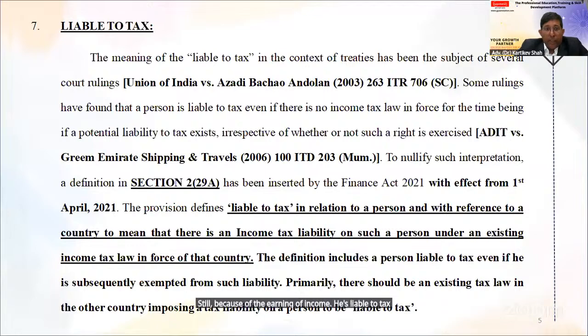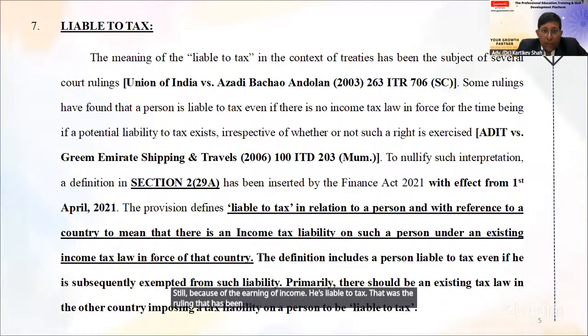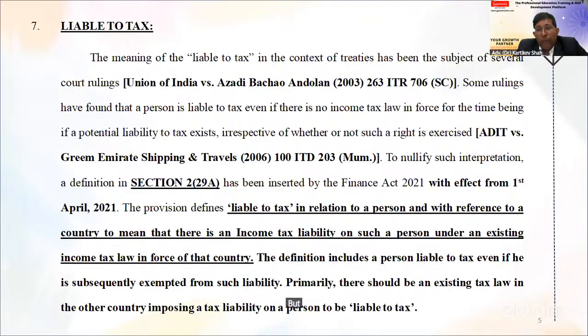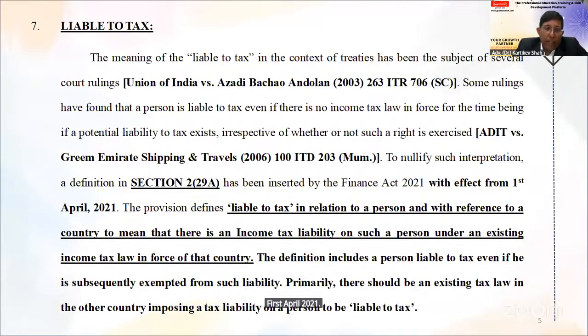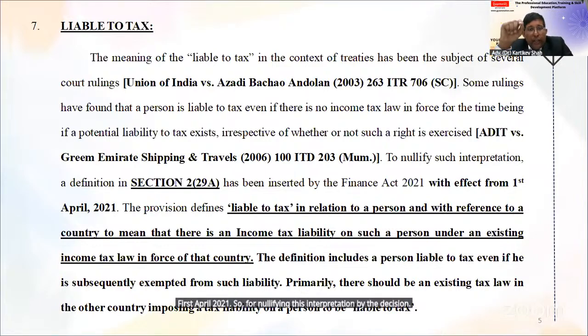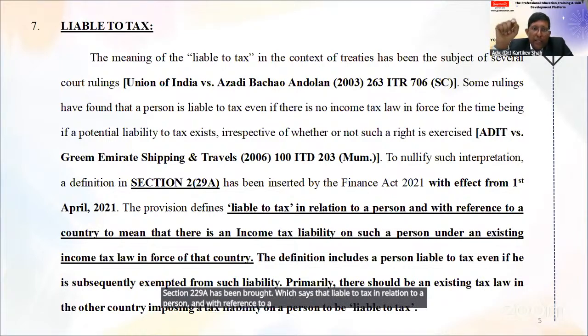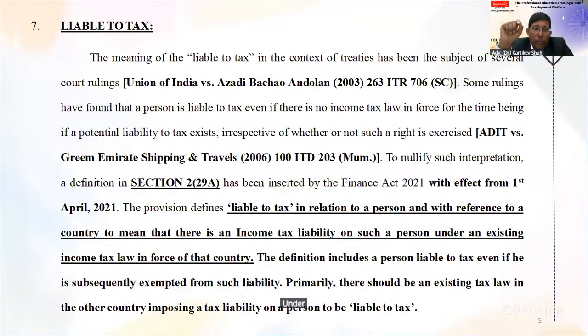That was the ruling that was decided in the past. But for nullifying this interpretation, Section 2(29A) has been inserted by the Finance Act 2021 with effect from 1st April 2021. So for nullifying this interpretation by the decisions, Section 2(29A) has been brought, which says that liable to tax, in relation to a person and with reference to a country, means that there is an income tax liability on such a person under an existing income tax law in force of that country.